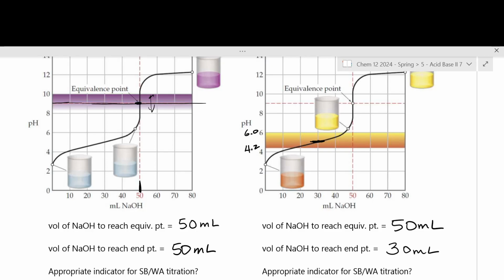What it means is, do the equivalence point and the end point match up? Or is your indicator changing color before you get to the equivalence point or after you get to the equivalence point? Okay, so these should match.